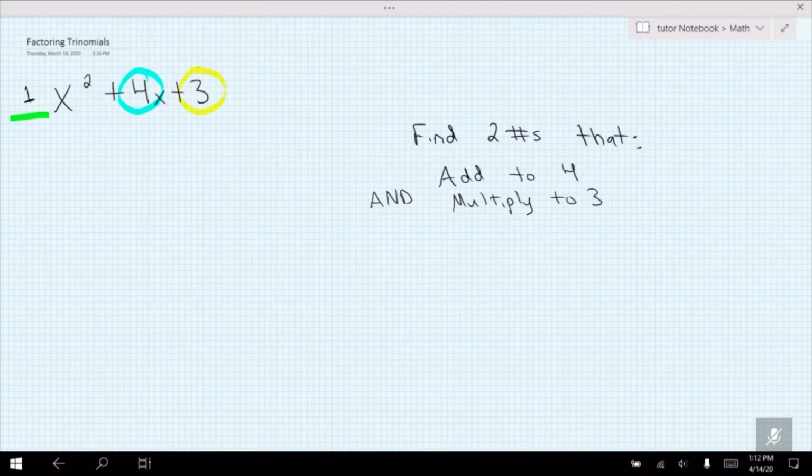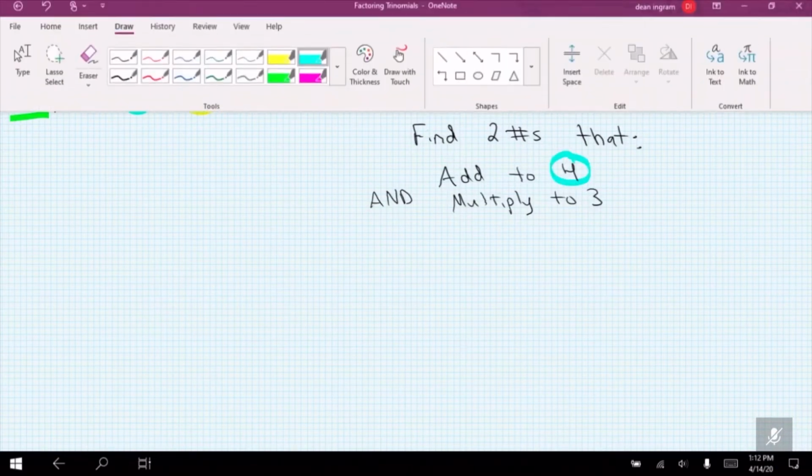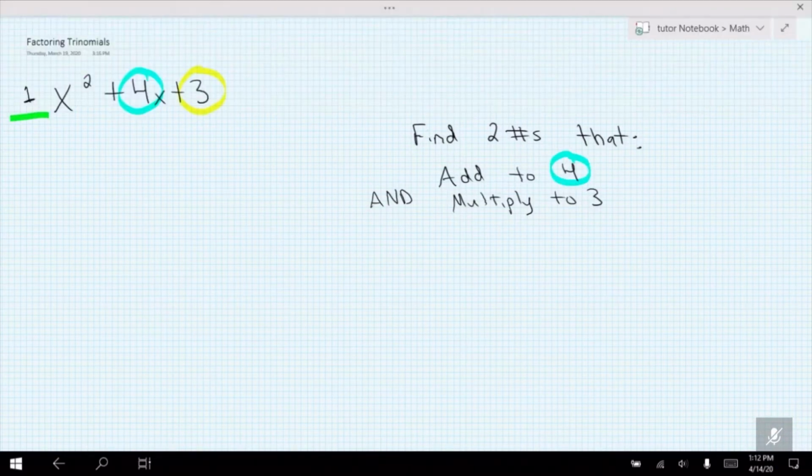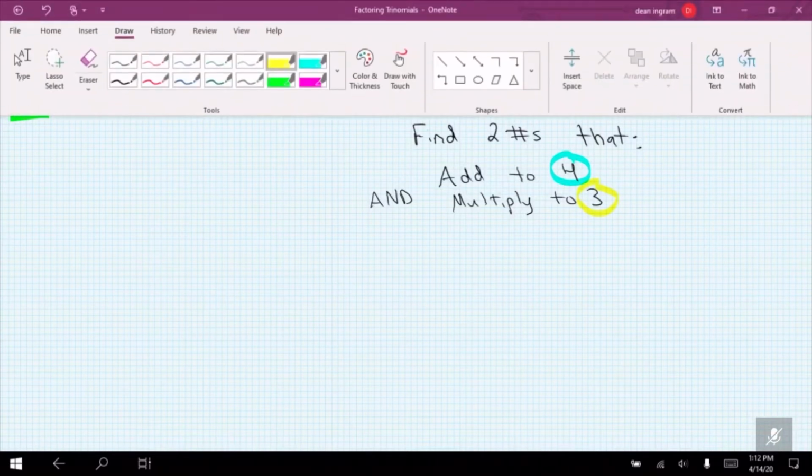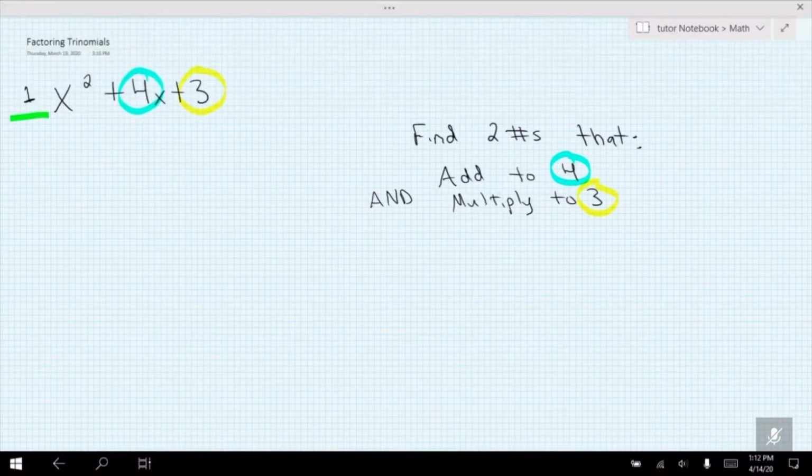And in order to find these two numbers that fit this criteria, we're going to start by listing the factors of 3. Now in this case our work is relatively easy because there are only two factors of 3, 3 and 1. 3 times 1 is going to be equal to 3. So we'll see here on the left side we're going to want to list all of our factors of 3.